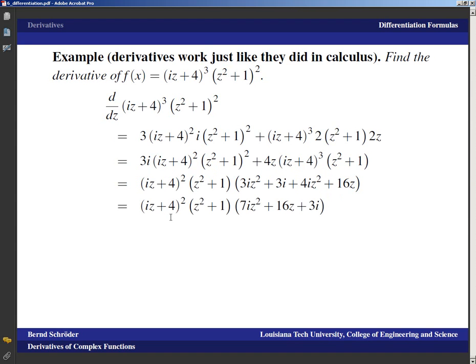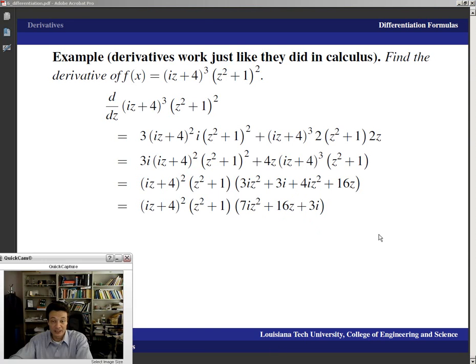The (iz plus 4) squared and the (z squared plus 1) stay the same. The 3iz squared plus 4iz squared gives us 7iz squared. We keep a 16z and a 3i. And that's it already. So, take a look at what we're doing with differentiation formulas.